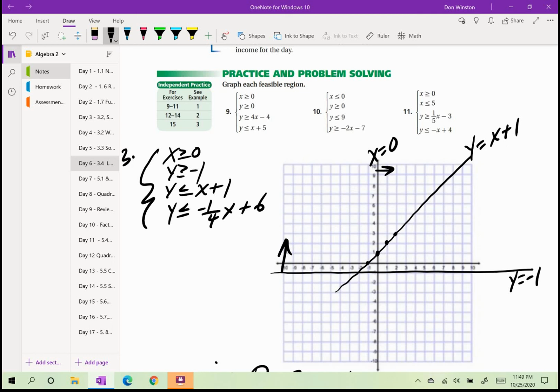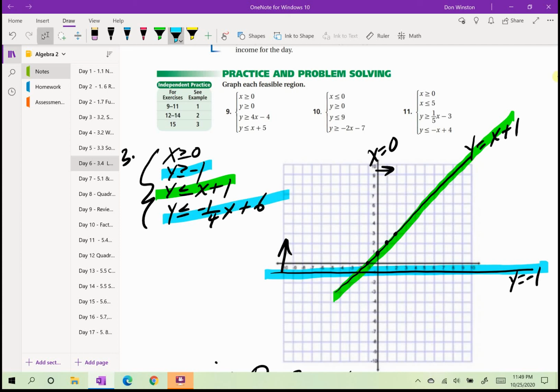Okay. And then lastly, I have to draw, so let me just highlight that. So this was y equals x plus 1. And then this was y equals negative 1. And then lastly, I'll do this one here. So my y-intercept is 6. I start at 6. And my slope says go down 1 and over 4. 1, 2, 3, 4. And down 1 and over 4. 1, 2, 3, 4. Okay, and then I'll draw that line here.